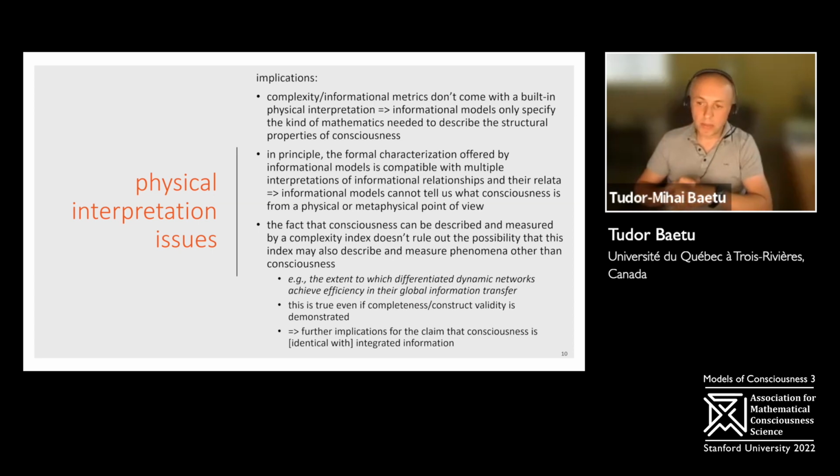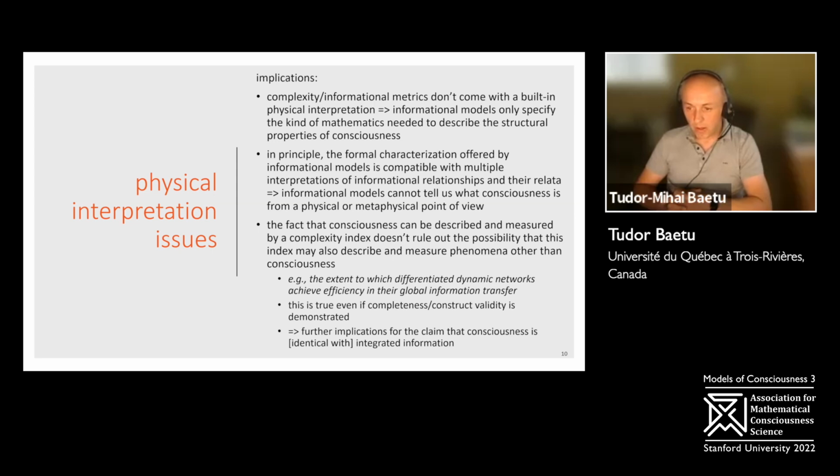Now, the fact that consciousness can be described and measured by a complexity index doesn't rule out the possibility that this index may also describe and measure phenomena other than consciousness. And of course, all these indexes come from somewhere. These are mathematical measures usually developed to measure other phenomena in physics, such as the transfer of energy, or in computer science to measure the transfer of information across networks, for example.